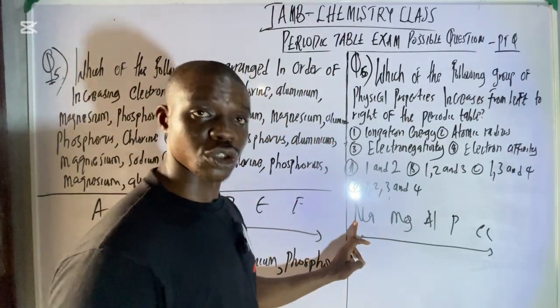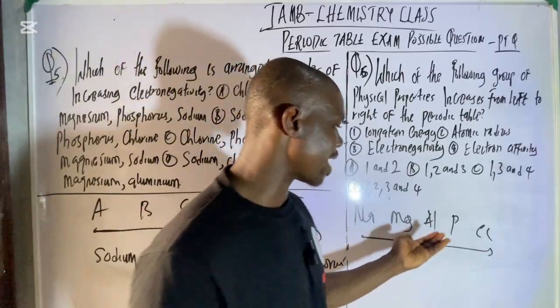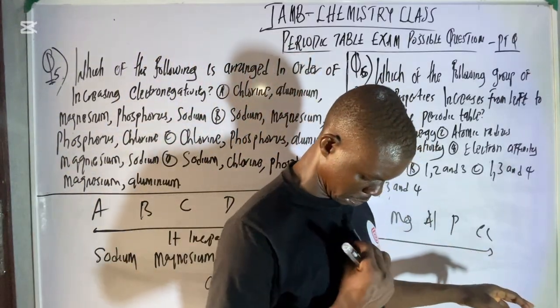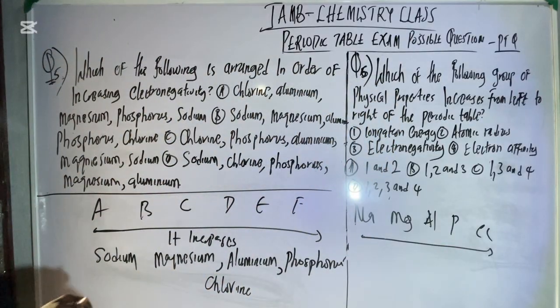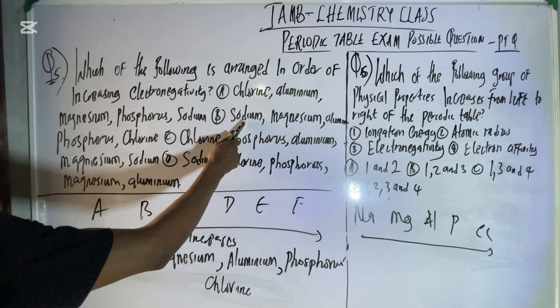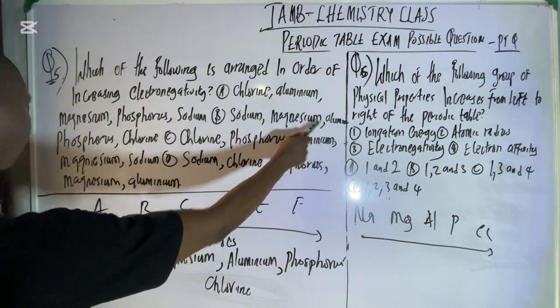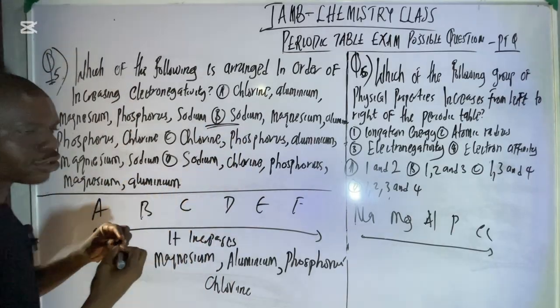So here we see sodium first, magnesium, aluminium, phosphorus, and chlorine. Do you understand? So let's look at the one that is correct. Let's look at the one that starts with sodium: sodium, magnesium, aluminium, phosphorus, and chlorine. B is the correct one.